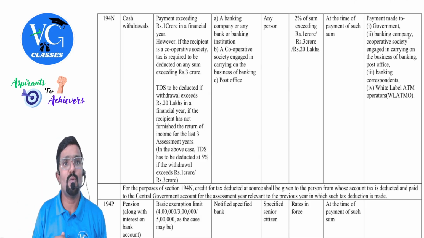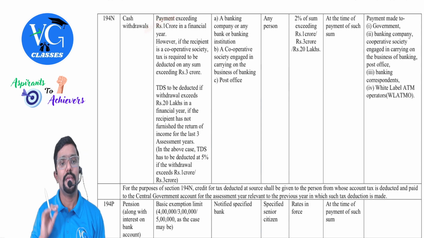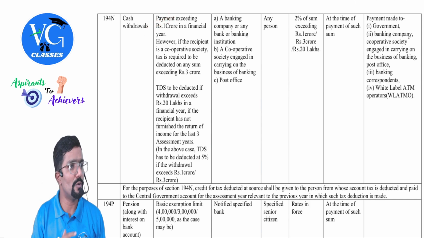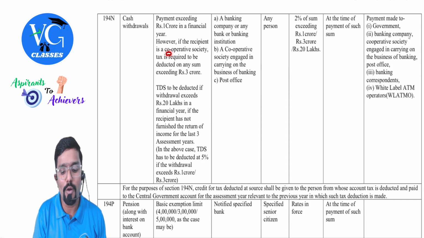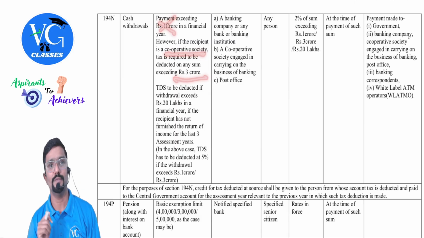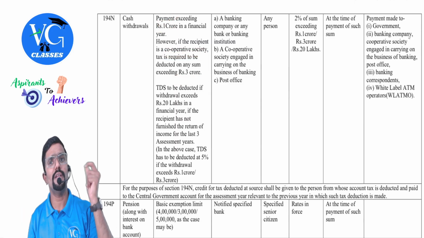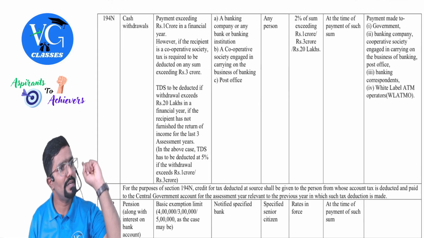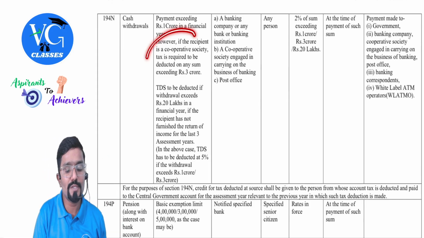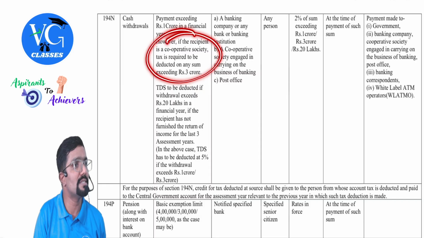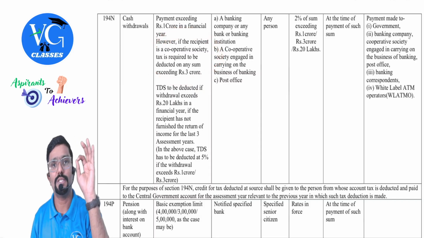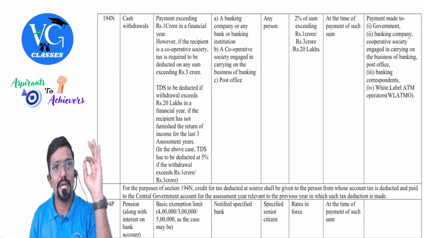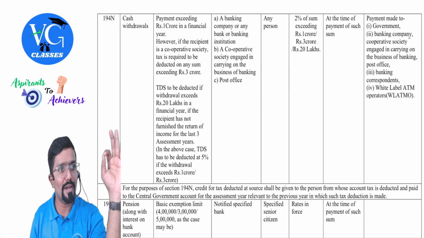Now look here. Sir, what is the threshold limit? 1 crore. In a year, what is the threshold limit? 1 crore. But if the amount is withdrawn by a cooperative society, then the threshold limit is not 1 crore. It is 3 crore. Any other person withdrawing it? 1 crore. But if a cooperative society is withdrawing it, what is the threshold limit, guys? 3 crore. Now listen. The rate of TDS is not on the entire amount.